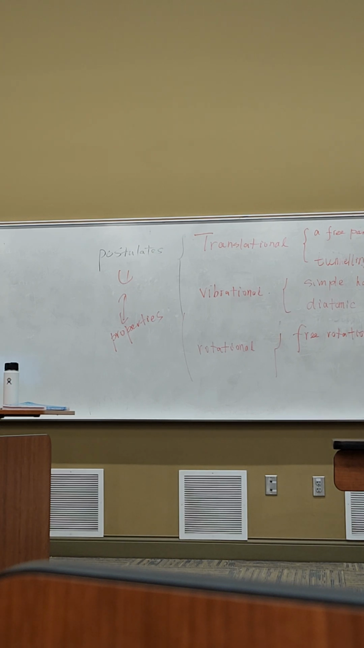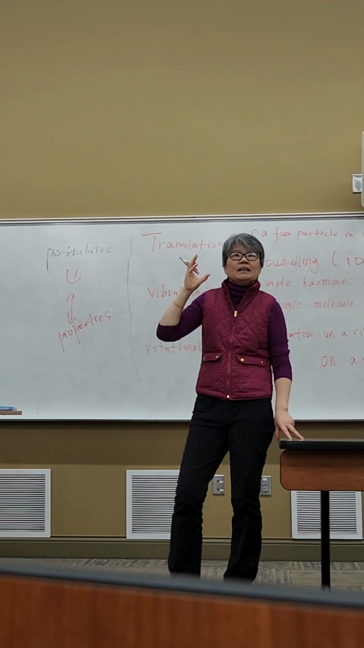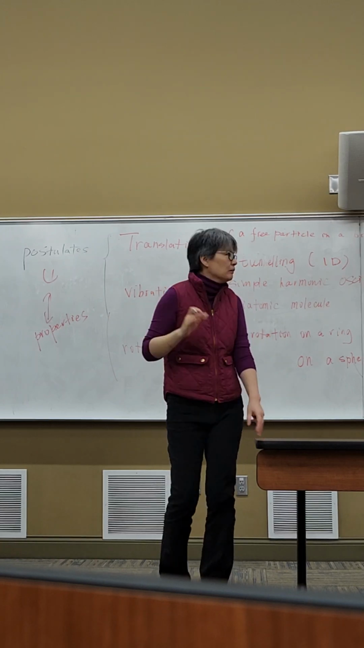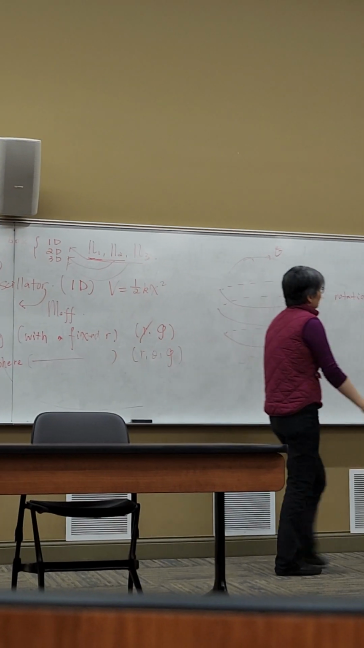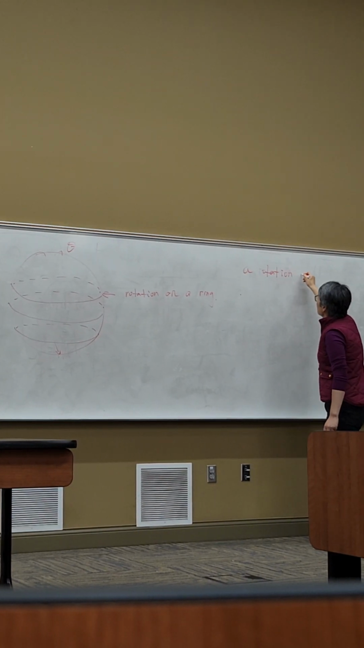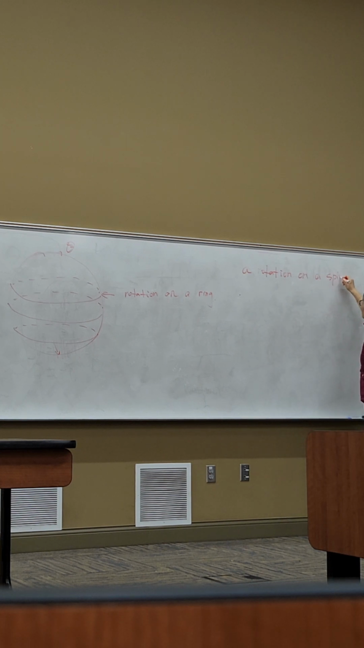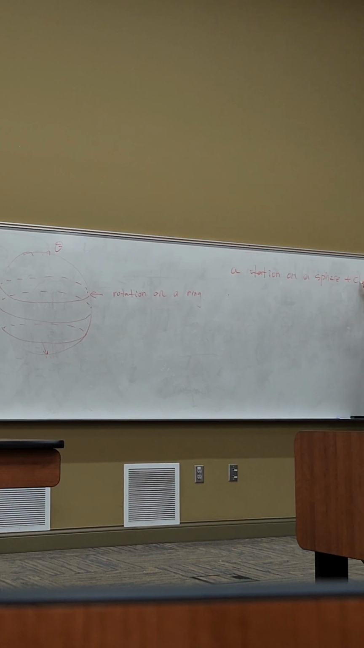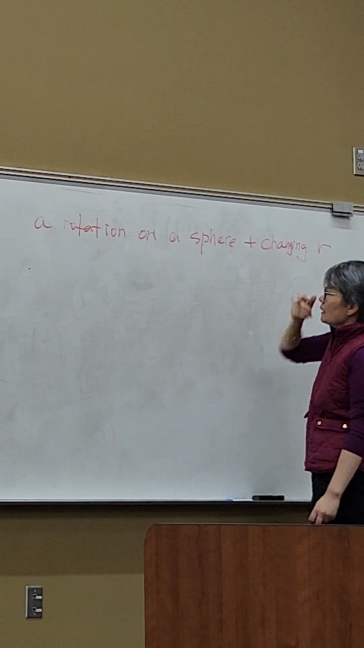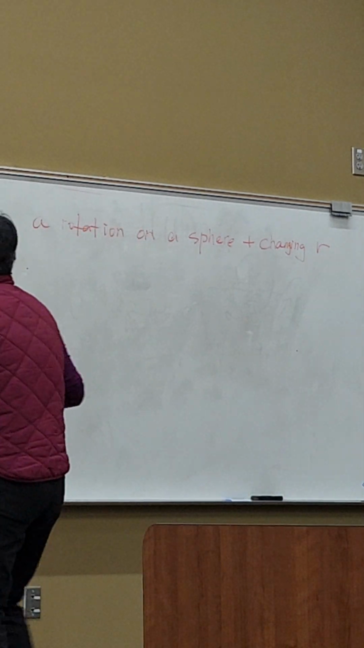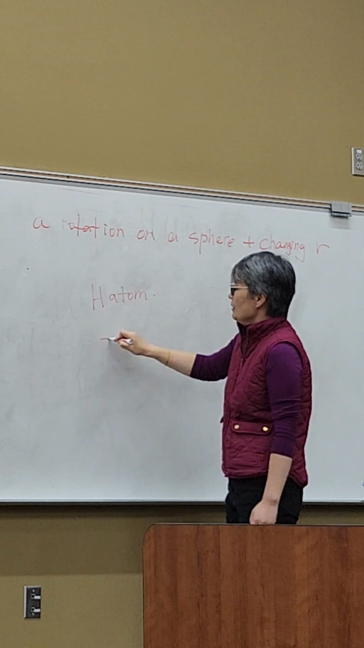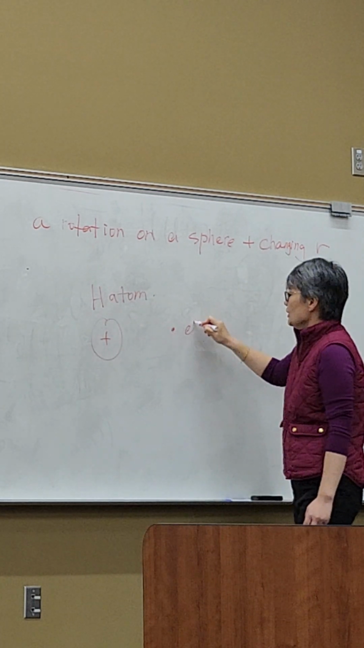If we're thinking about electrons in the atom, right? Electrons orbit around the atom. You can think of it as a rotation. So let's say I have a hydrogen atom, I have a nucleus right here, and I have an electron right here.